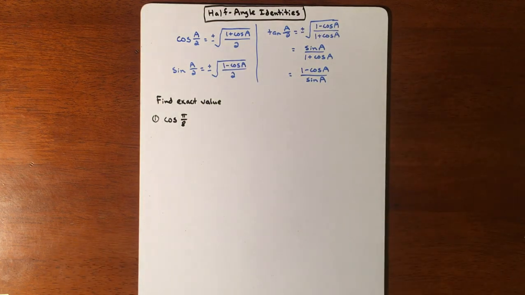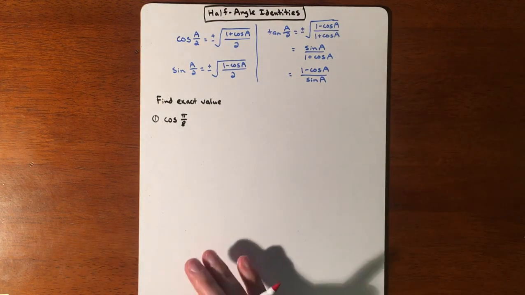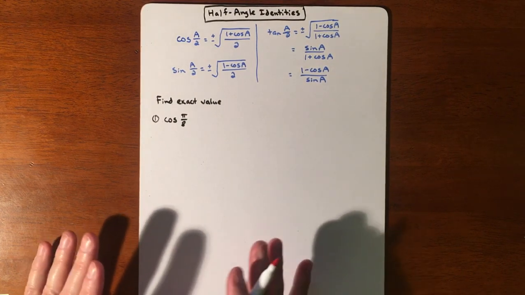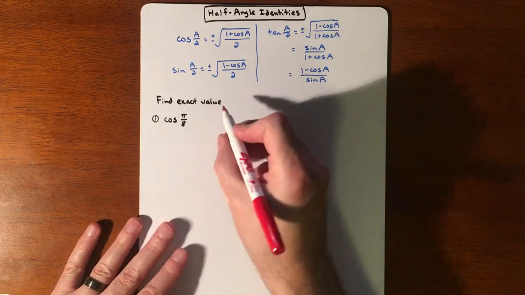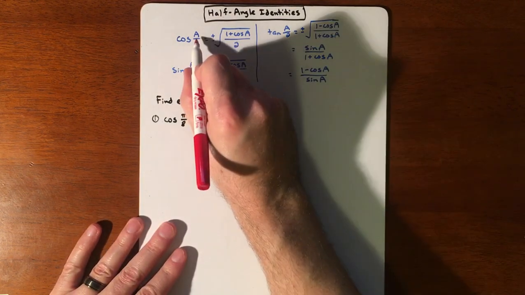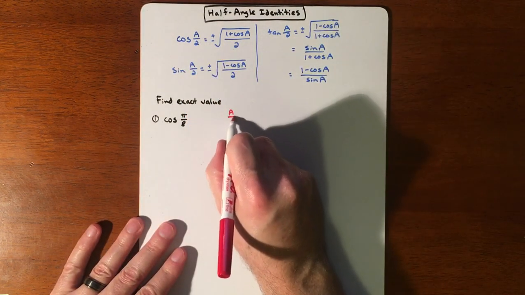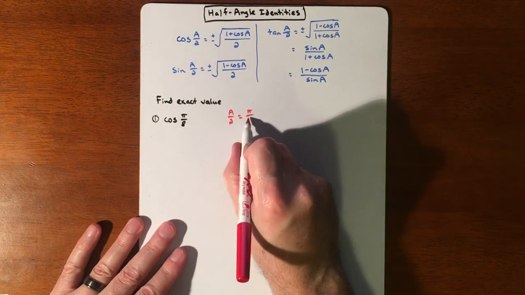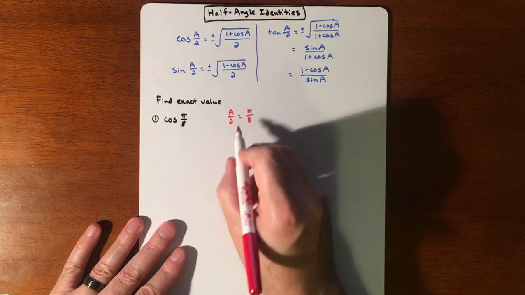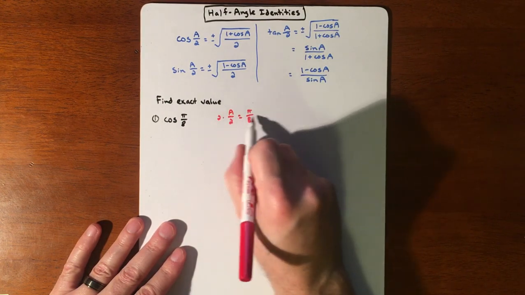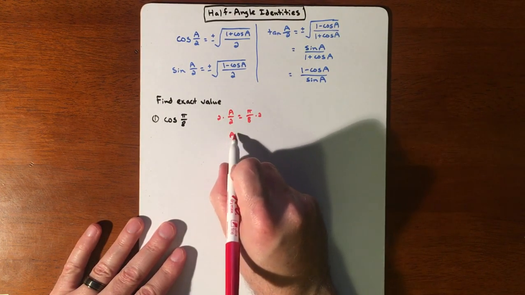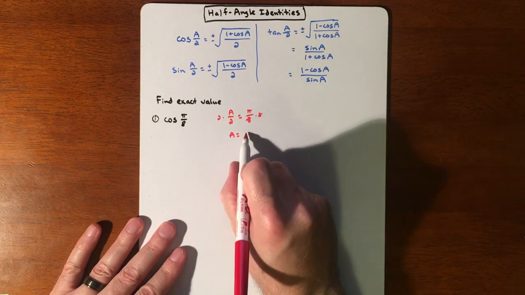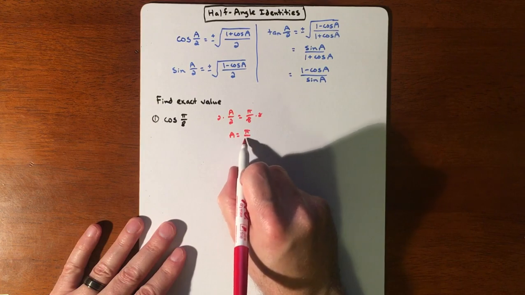So we're going to try to find cosine of pi over 8. It's a little bit tricky. One way to figure out what angle we're going to use here is to take this piece, a over 2, and set it equal to the angle we have. So if you solve for a, you're going to multiply by 2, and that's going to cancel with that, so a is going to be pi over 4.